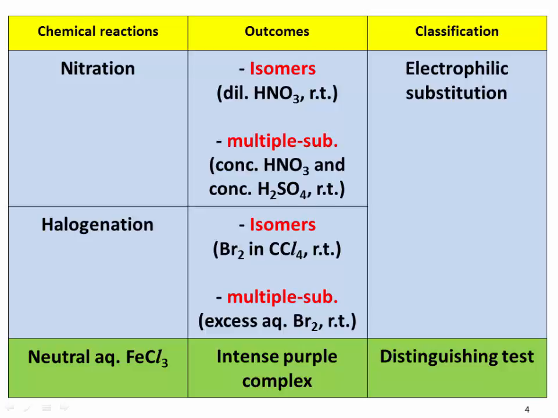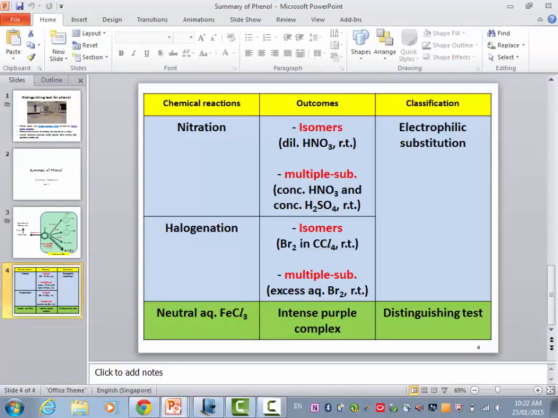And for bromine in CCl4, a mixture of products. Bromine in aqueous, you will get your multiple substituted product. And last but not least, your neutral aqueous FeCl3 as a distinguishing test as well for phenol. So that will be the end of the lecture on hydroxyl compounds.